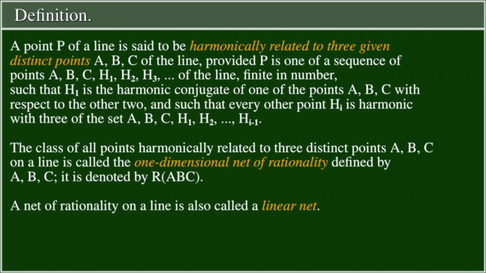The class of all points harmonically related to three distinct points A, B, C on a line is called the one-dimensional net of rationality defined by ABC. It is denoted by R of ABC. A net of rationality on a line is also called a linear net.